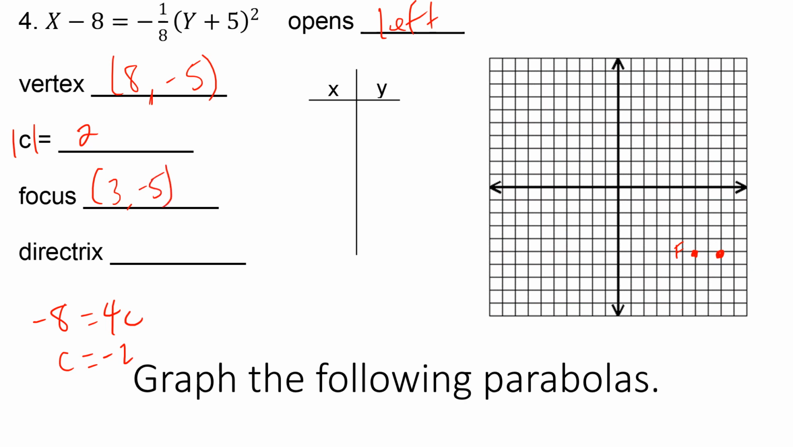Okay, and then I'm going to go 2 units behind me, 1, 2, and this is going to be where my directrix is, right here on 10. So at x equals 10, that is my directrix. If you look here, all I did was, I said 3, that's a 6, y'all.